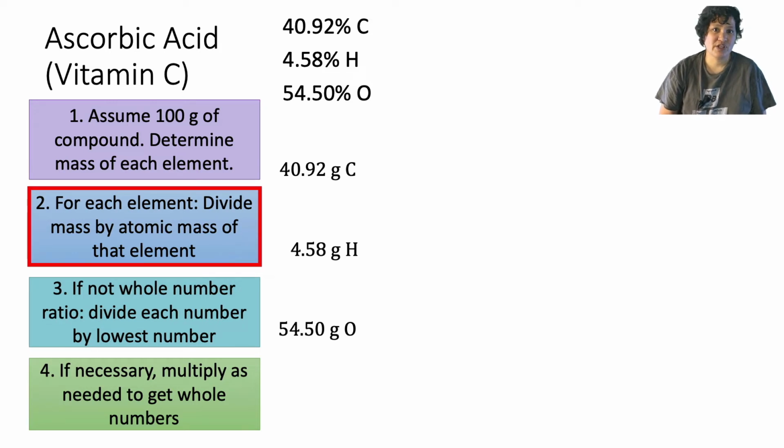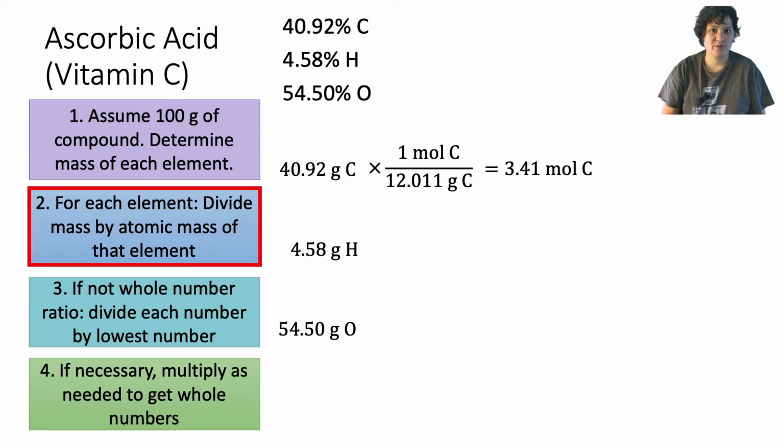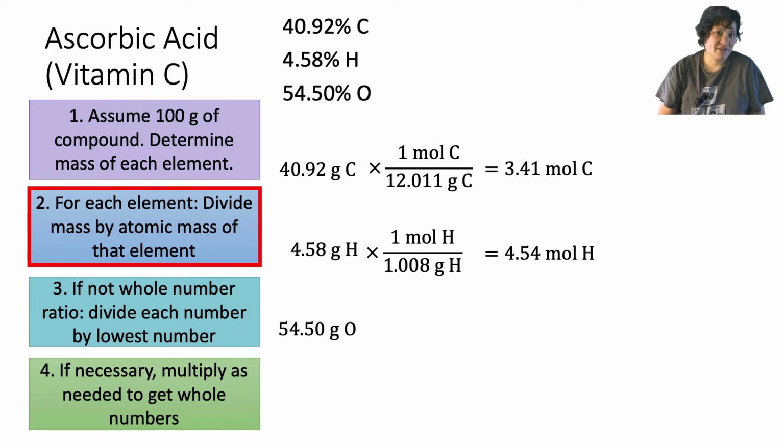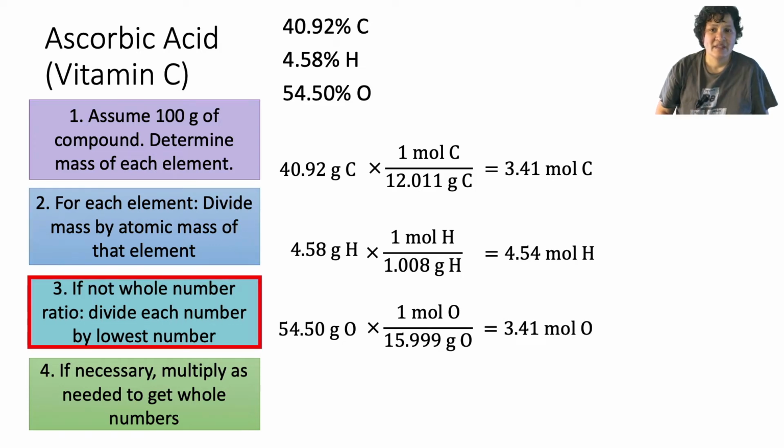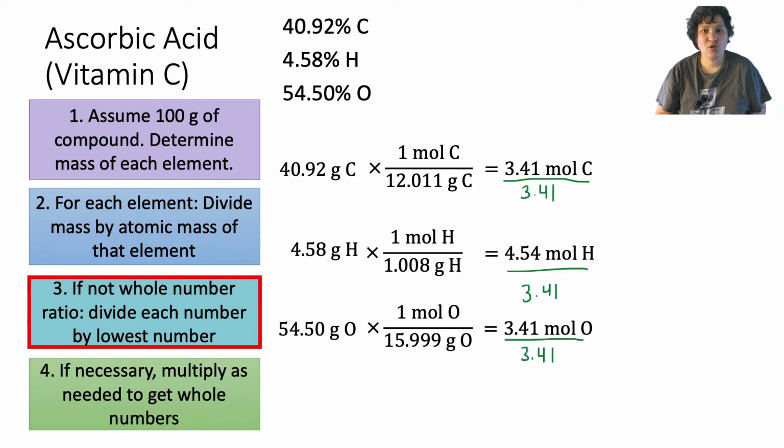For carbon, which has a molar mass of 12.011 grams per mole, we end up with 3.41 moles. Hydrogen has a molar mass of 1.008 grams per mole, so we get 4.5 moles of hydrogen. And oxygen has a molar mass of 15.999 grams per mole, so we have 3.41 moles of that. This time we have absolutely no whole numbers, so we're going to divide by the lowest number, which here is 3.41. What does that do for our mole ratios?